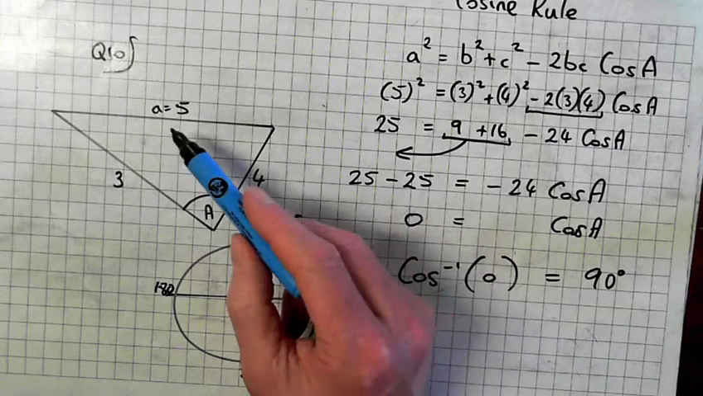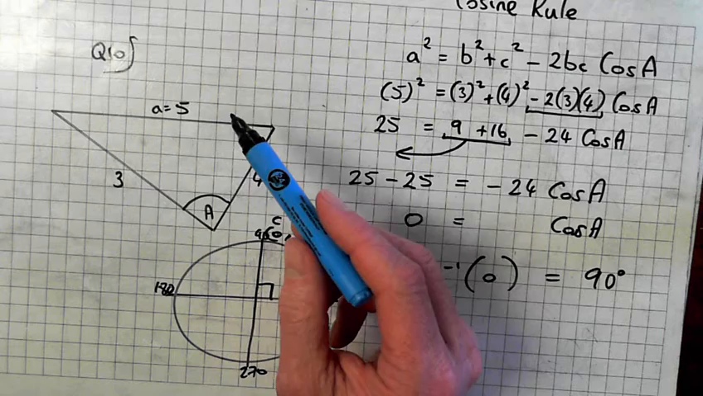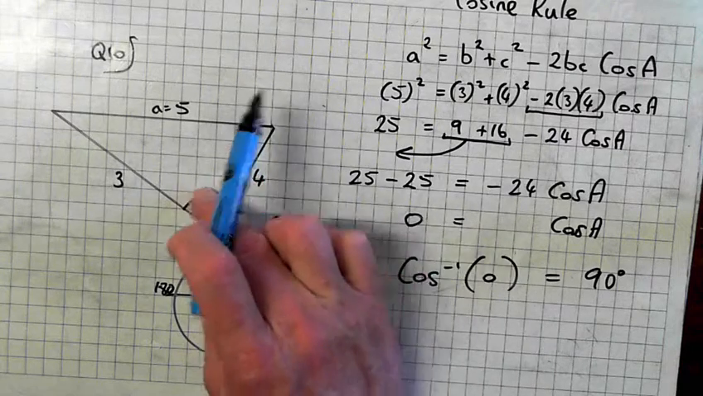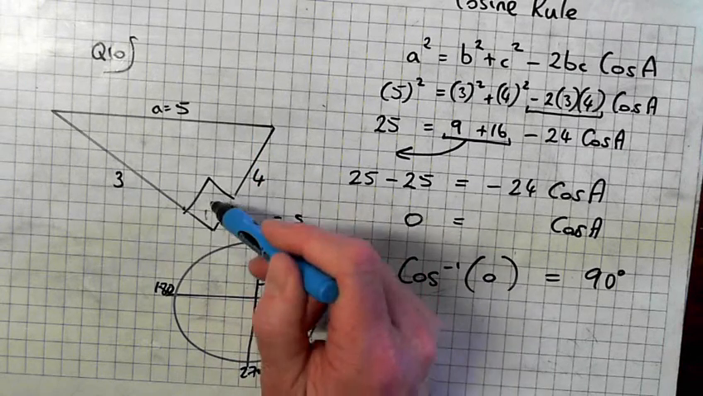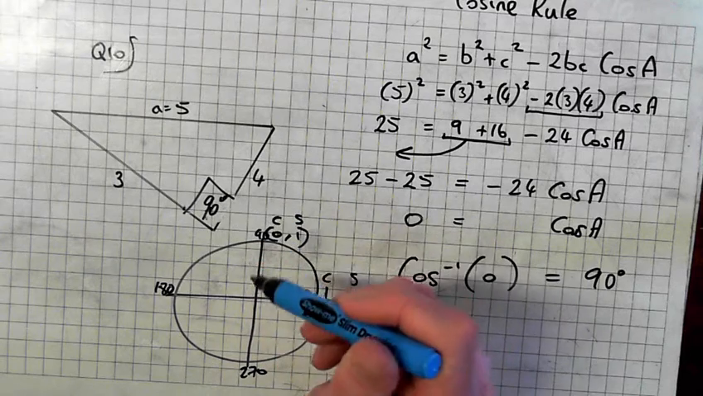And if you look back at the diagram, 3, 4, 5, do you remember those dimensions? 3, 4, 5 is a right angle triangle. So that's 90 anyway.